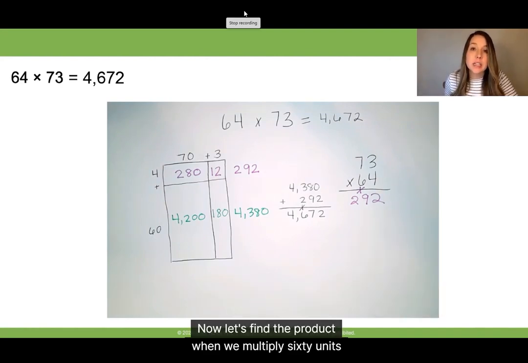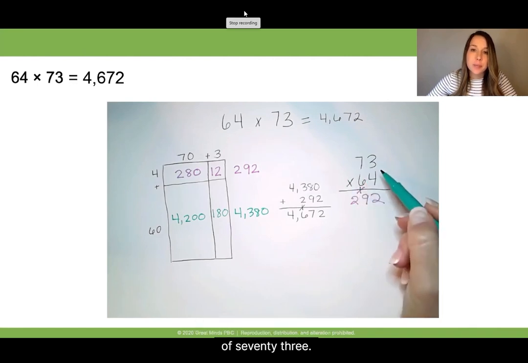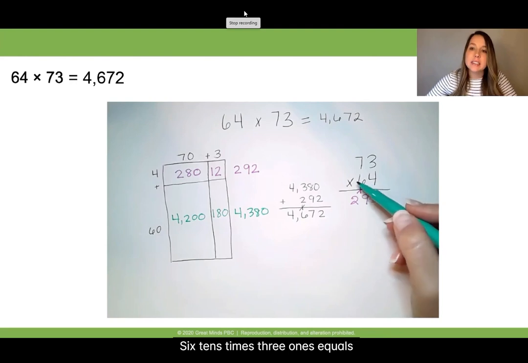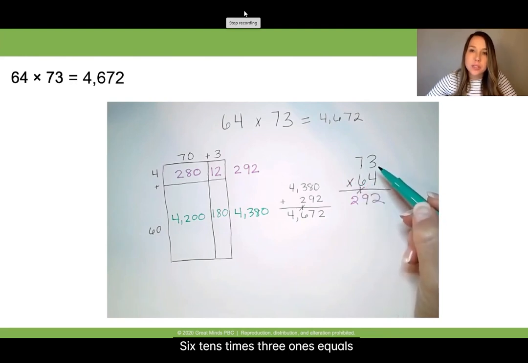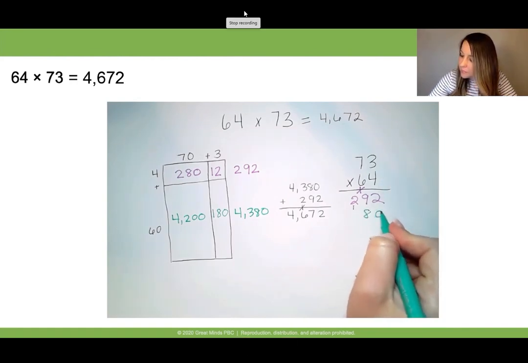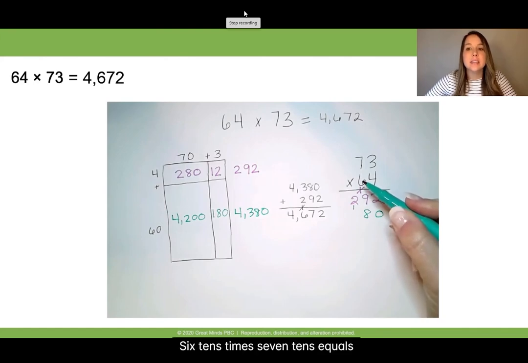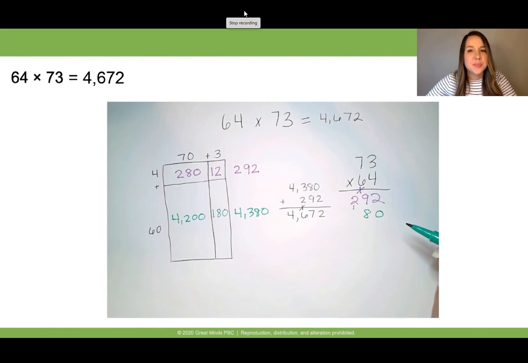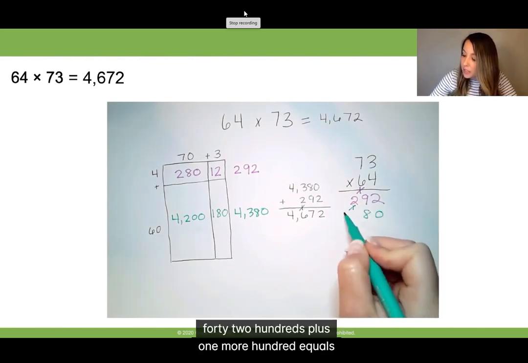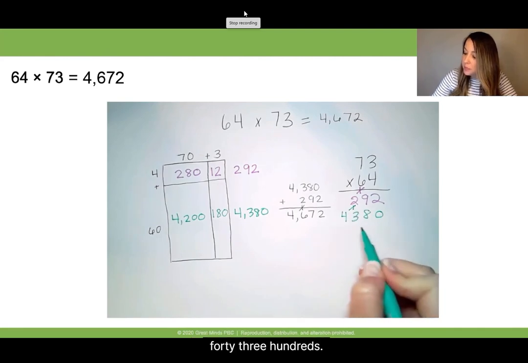Now let's find the product when we multiply 60 units of 73. Ready? Here we go. 6 tens times 3 ones equals 18 tens. 6 tens times 7 tens equals 42 hundreds, plus 1 more hundred equals 43 hundreds.